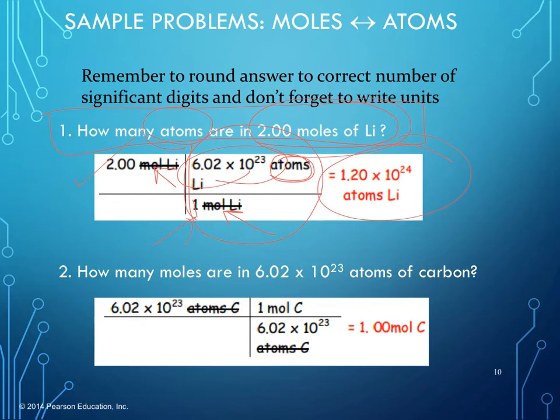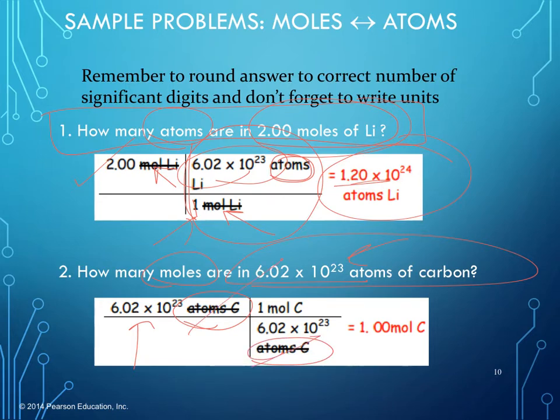Count sig figs. The answer should have 3 sig figs, and it does. Let's flip that around and go backwards. How many moles are in this many atoms of carbon? Start with the given information, 6.02 times 10 to the 23rd. Atoms are our given units, so make sure that your conversion factor has atoms in the denominator so they cancel.